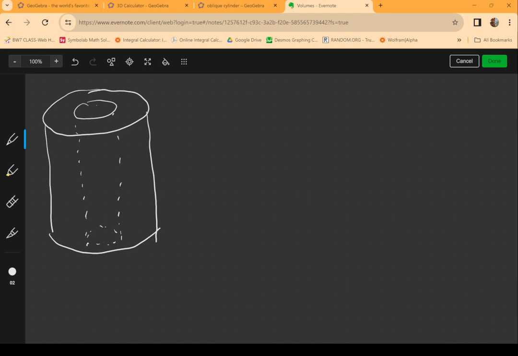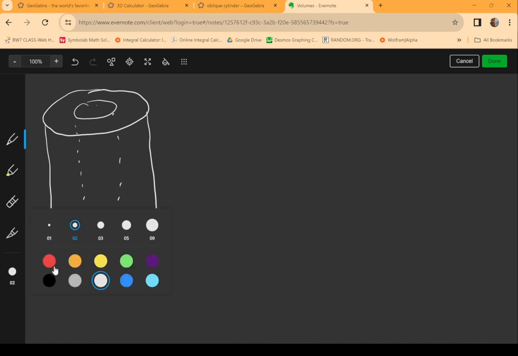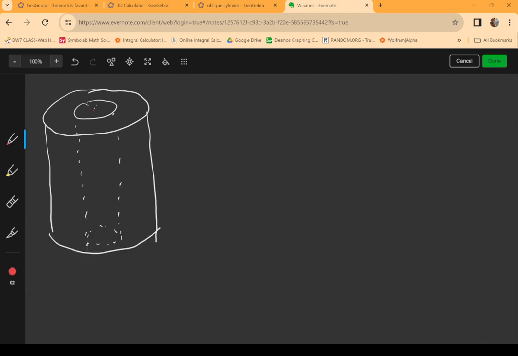All right, so let's say that the outer radius we'll call 4 inches, and then the inner radius we'll call 1 inch. All right, and for this example, I want to find the volume of the solid.